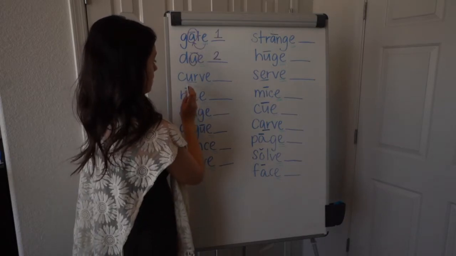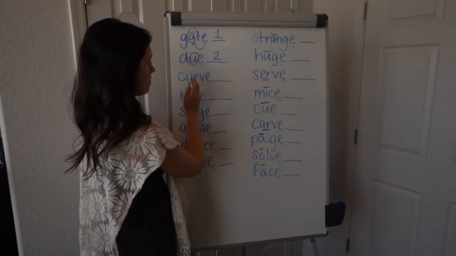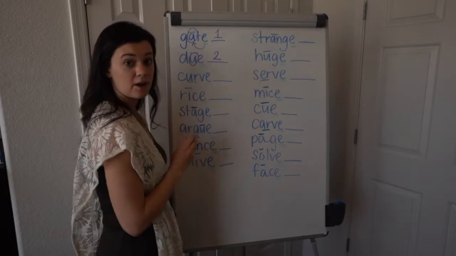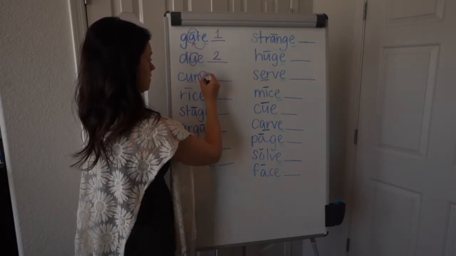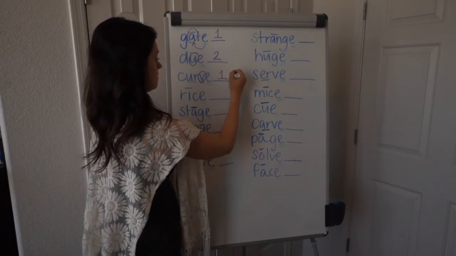Okay? For curve, we don't really have a vowel changing its sound because we just have our R-controlled vowel, but I do see this V here. So for this one, we just have one reason.